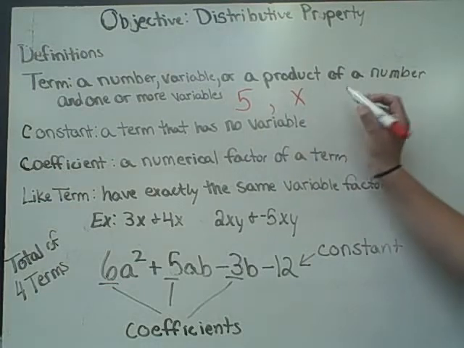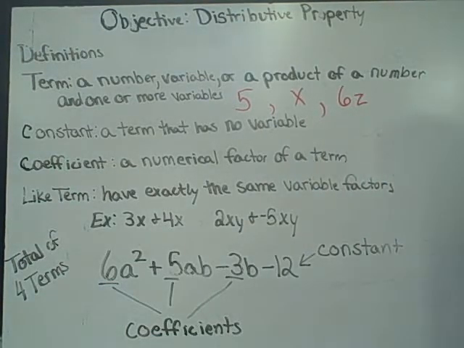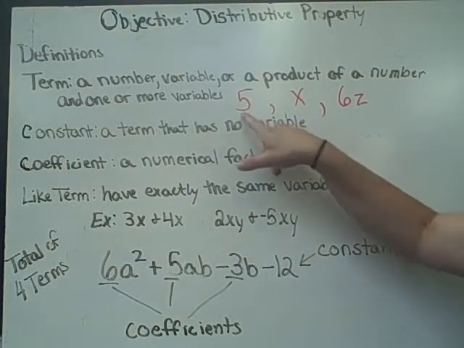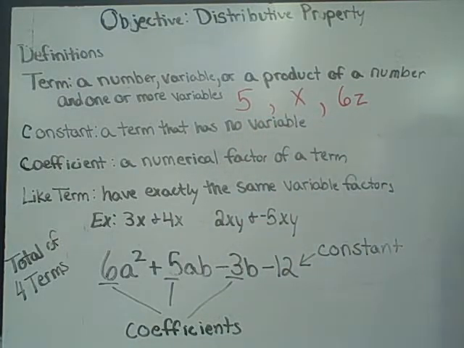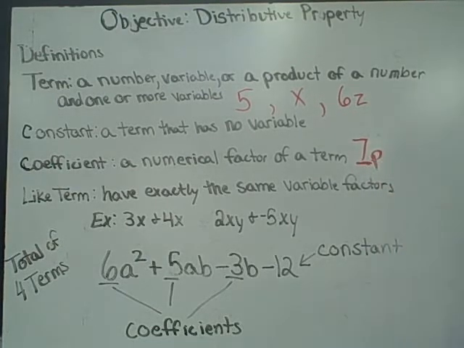So it can be something like 6z, okay? Because remember, product means multiplication. Constant is a term that has no variable. If we were looking at our terms up here that we had earlier, 5 would be a constant because it has no variable with it. Coefficient is the numerical factor of a term. So if I were to write 7p, 7 would be my coefficient.